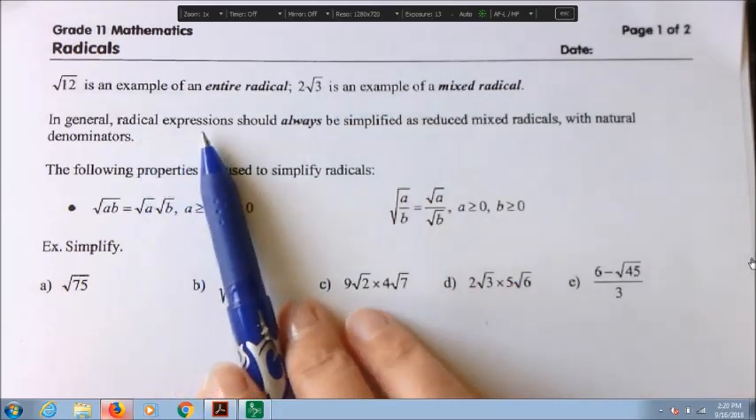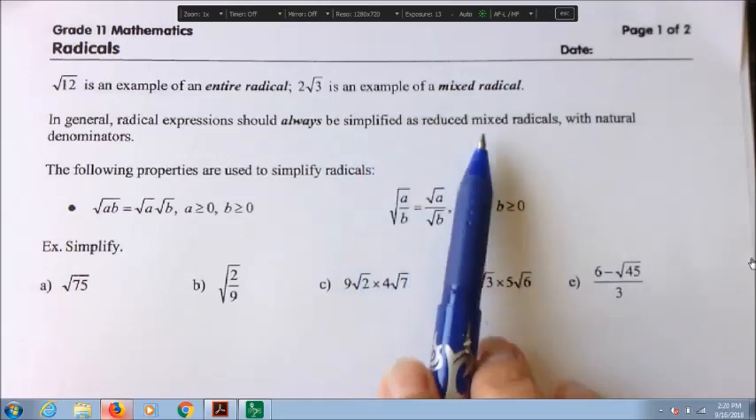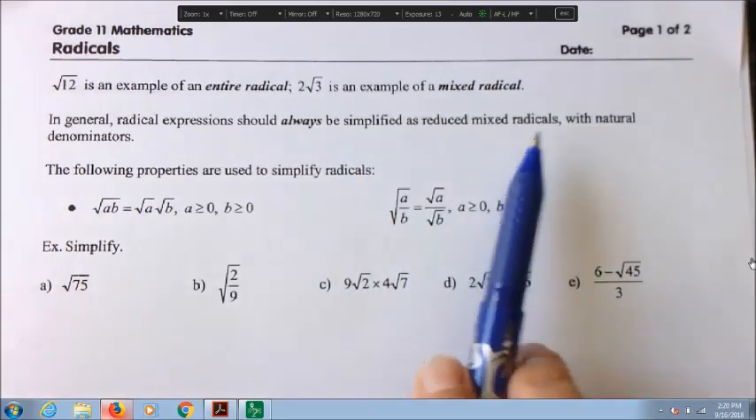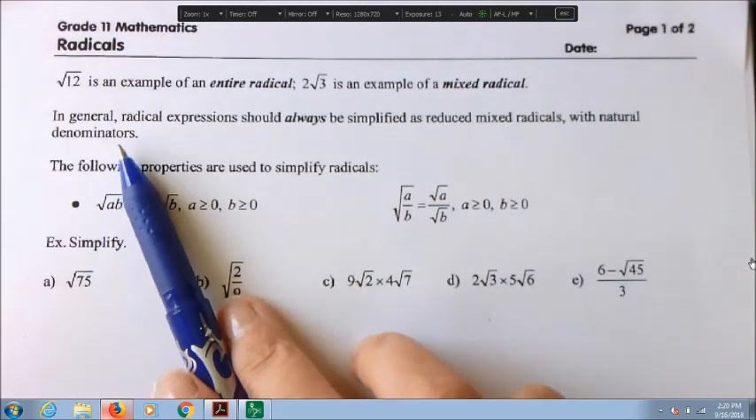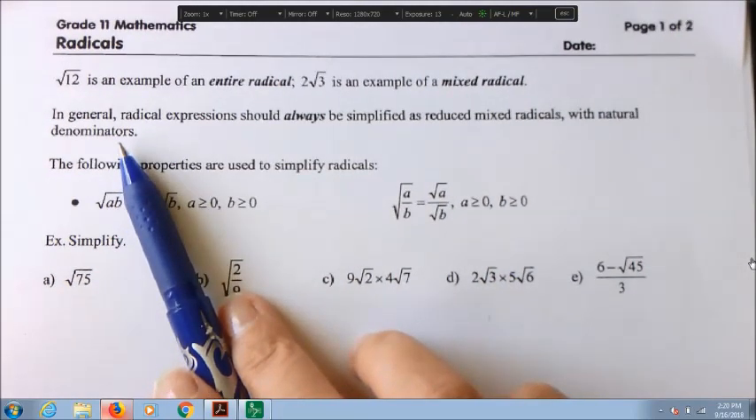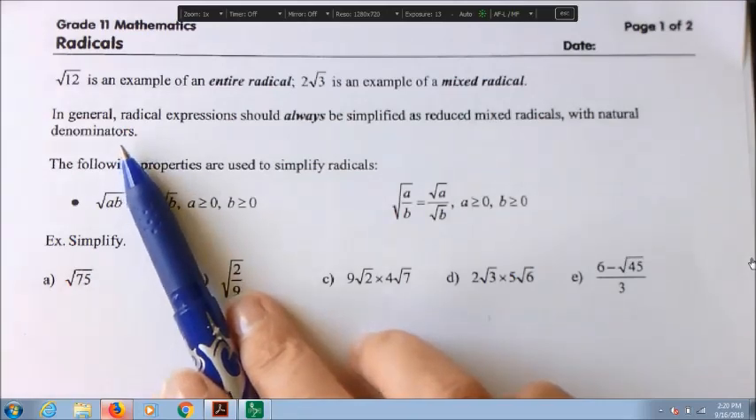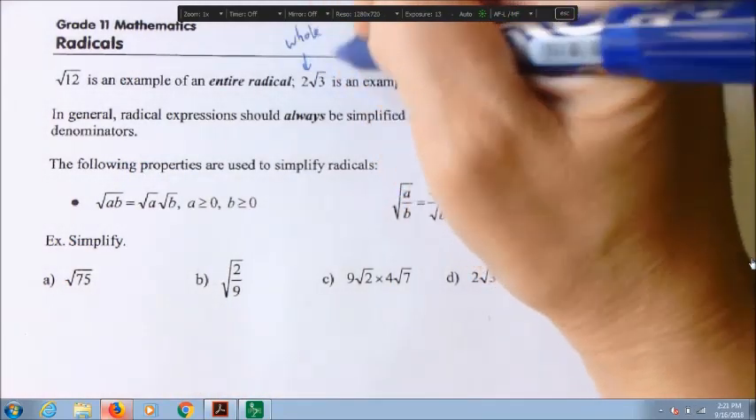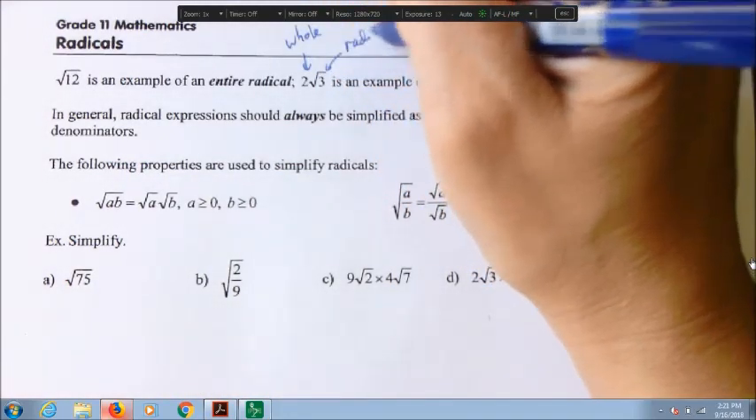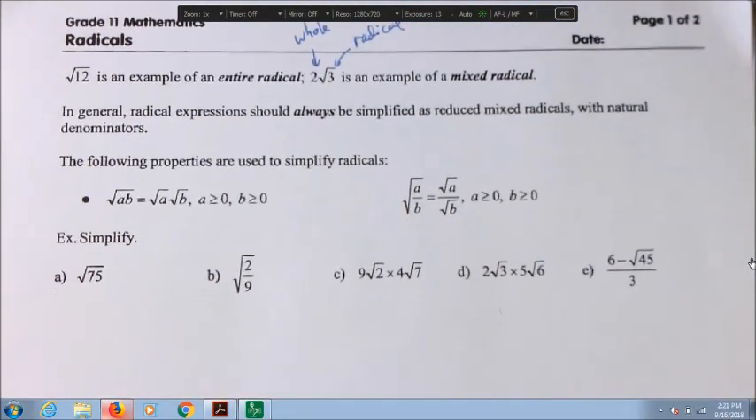So let's read this. In general, radical expressions should always be simplified as reduced mixed radicals, I will show you, with natural denominators. The natural denominator refers to if your answer is a fraction, the denominator cannot have a radical in it. It must have a whole number. So in our mixed radical, we have a whole number and we have a radical. And if our answer is a fraction, we will not have a radical in the denominator.